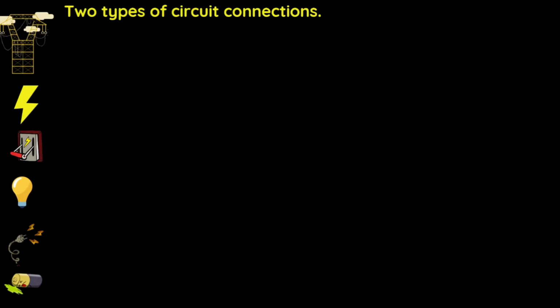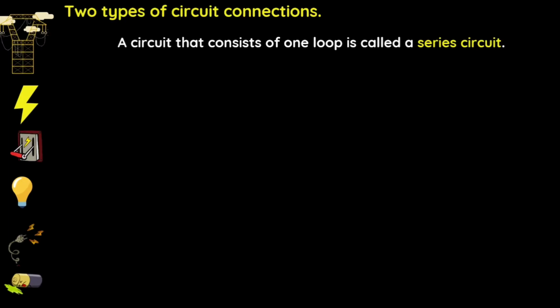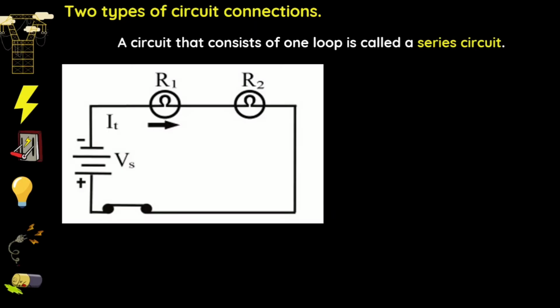So generally, we have two types of circuit. The first one: a circuit that consists of one loop is called a series circuit. So this is just a one loop circuit, plain and simple. So you have the battery, the connecting wires, the switch, and the resistance. So we have two resistances here. It can either be a bulb or any other load.